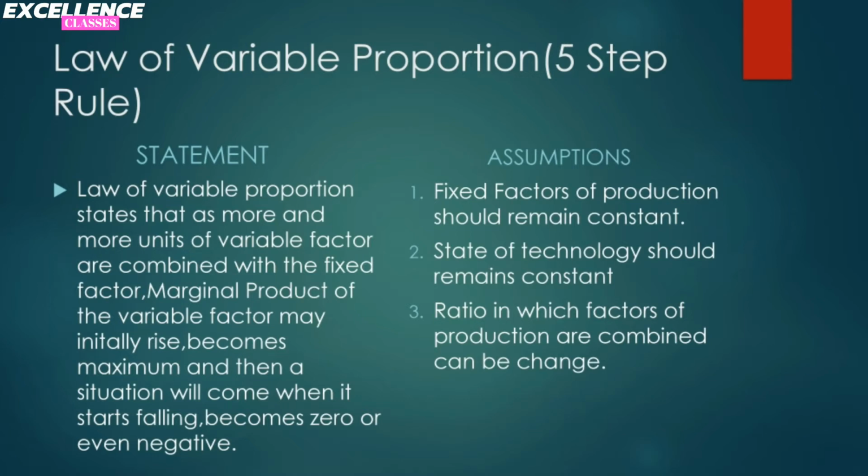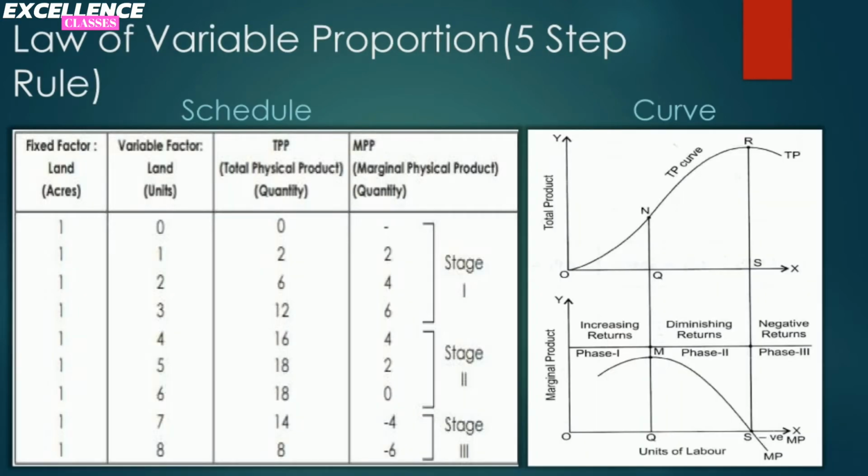or even negative. Assuming that the fixed factors of production should remain constant, state of technology should also remain constant, but the ratio in which factors of production are combined can be changed. Let's understand this better with the help of a schedule and curve.